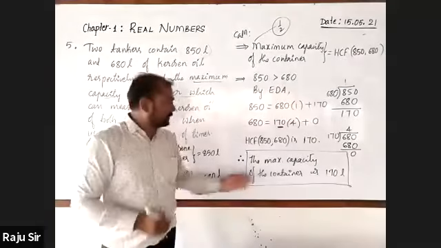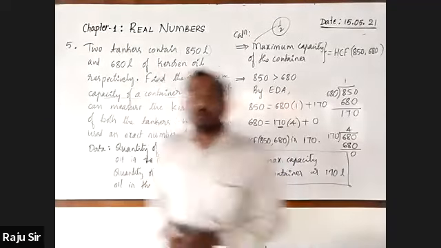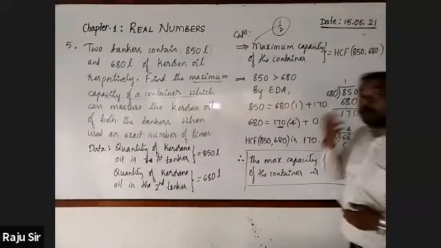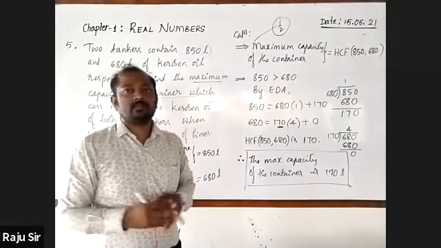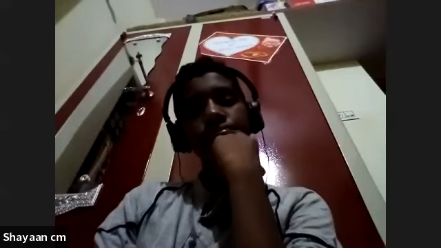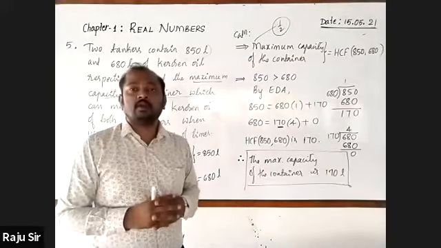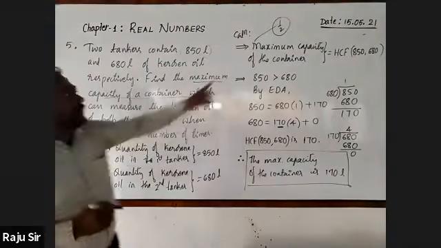The maximum capacity of the container is 170 liters. Hope that you have written this. And for how many marks can you expect this statement? It is for 2 marks. Now, how will the marks be allotted? Let me tell you.